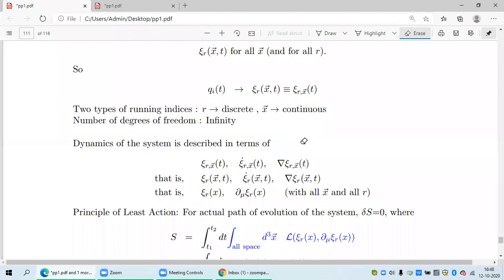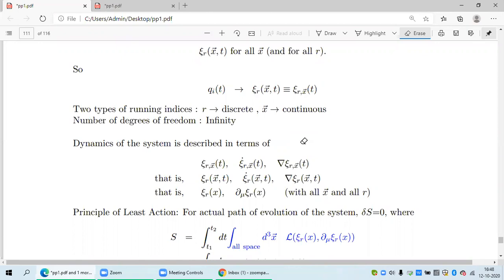A system has some generalized coordinates, they are functions of t. But the moment you quantize, the system is not described by discrete generalized coordinates. It's described by a wave function, which has different values at all space-time points. That functional dependence comes as a result of the quantization.